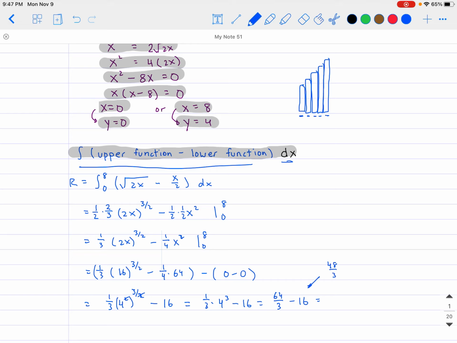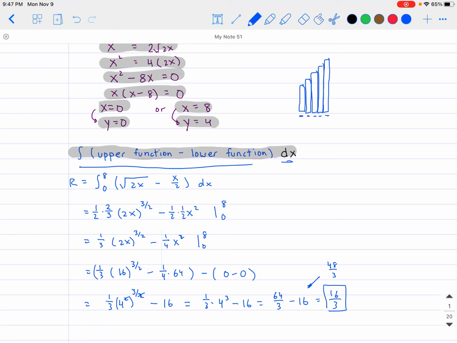So then if I subtract one from the other, that is going to be 16 divided by 3. So your answer looks like it's going to be 16 over 3. And that is the exact area under the curve. So that is the area of R.